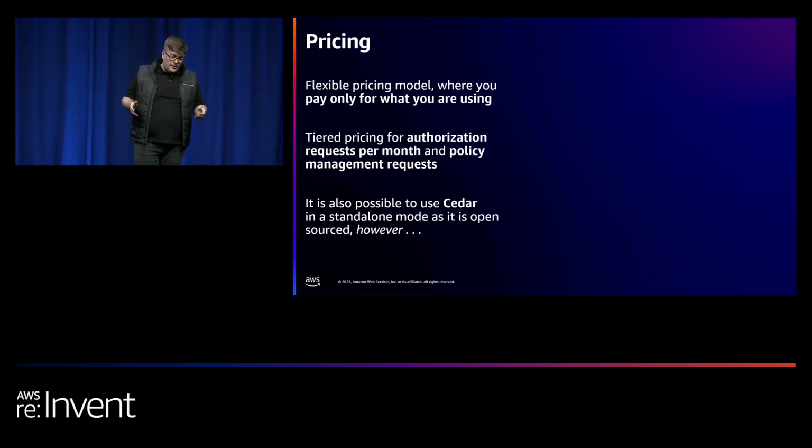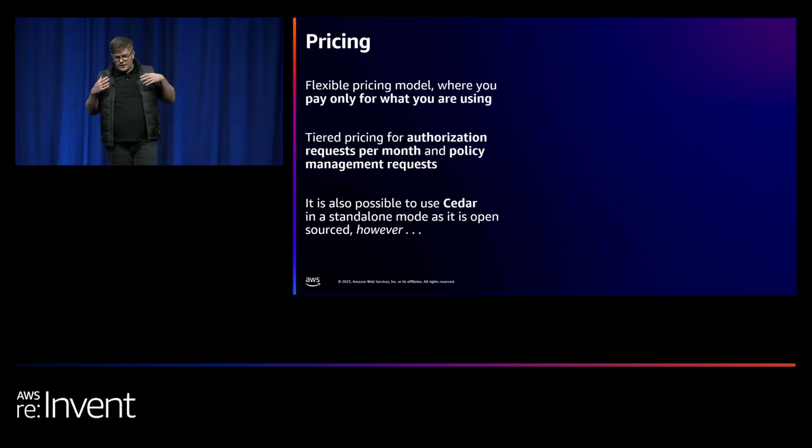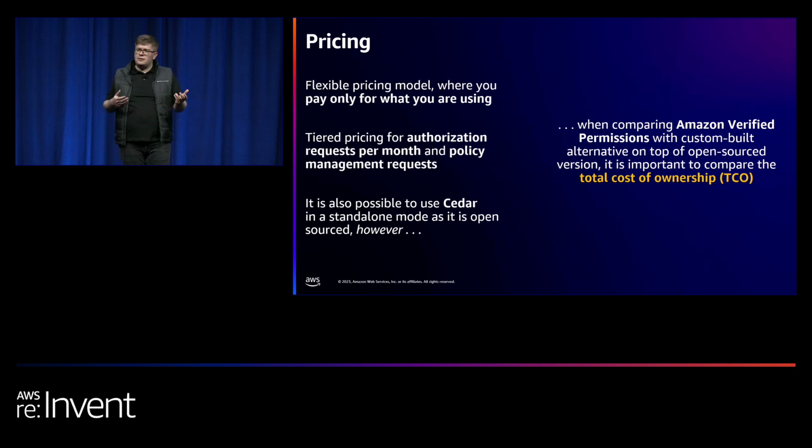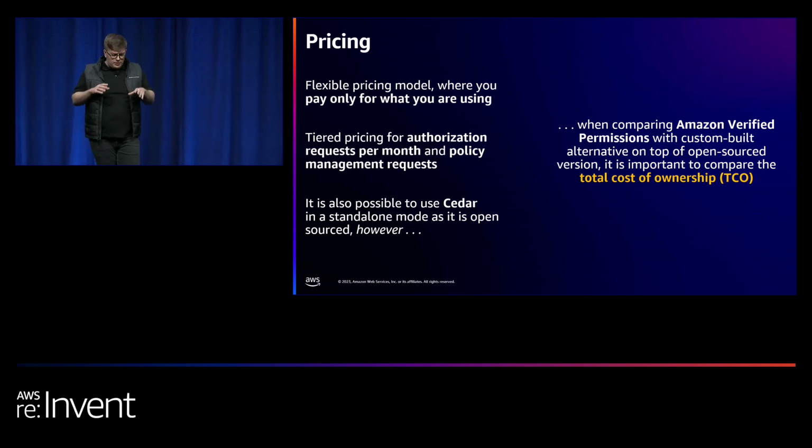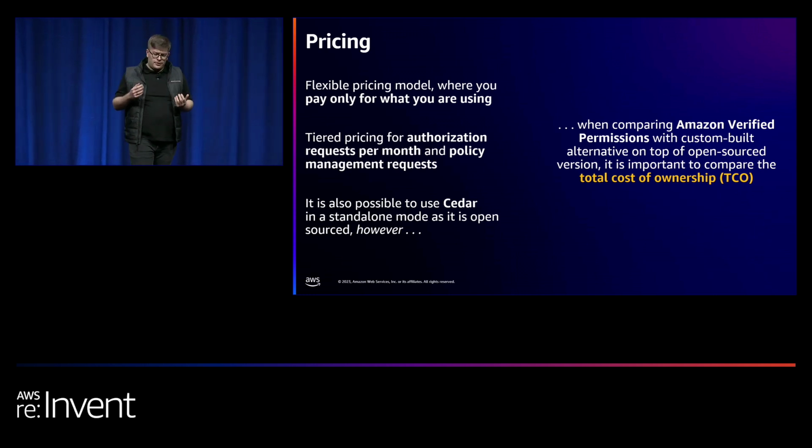And what is the other option? Can I use something else, like maybe just Cedar standalone, because AVP maybe is too costly for me? So when you're comparing those two options, AVP or a custom-built alternative on top of the open source version, because Cedar is open source, as you already know, you need to take into consideration TCO, which stands for total cost of ownership.